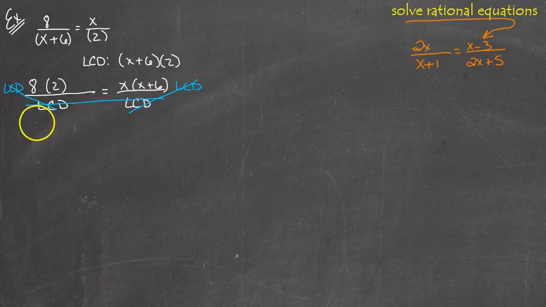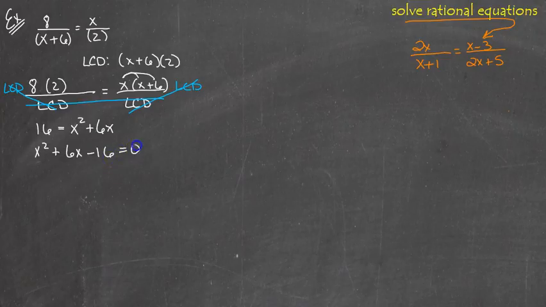So now I'm left with 16 equals x squared plus 6x. Take away the 16 from the left-hand side, that whole thing now equals 0, because when I subtracted 16 from this side, it became 0. Now, factor. Two numbers that multiply to give me 16, but add to give me 6. That's going to be an 8 and a 2, I'm pretty sure.